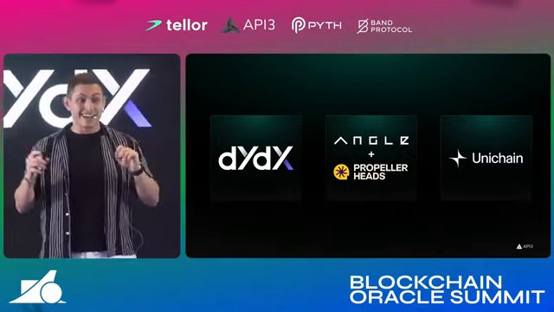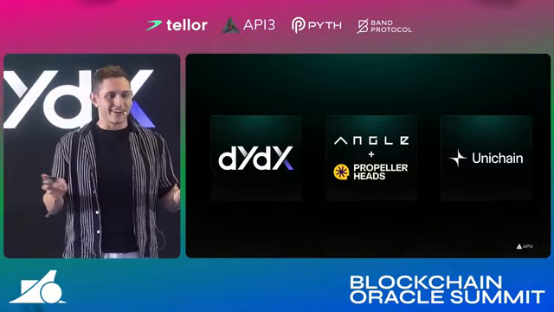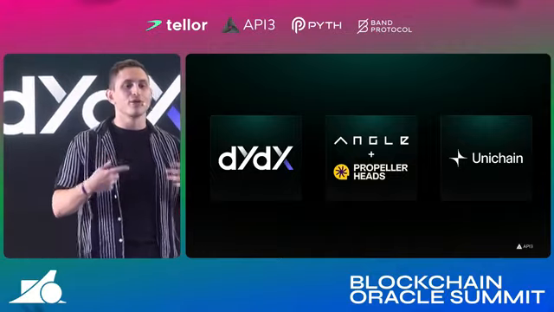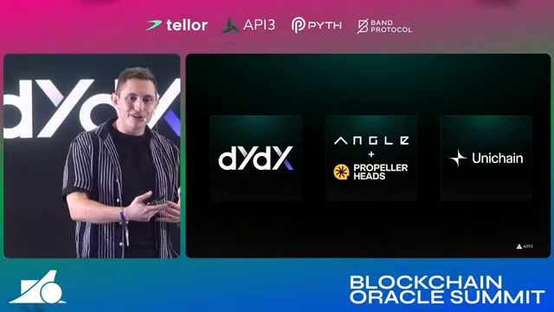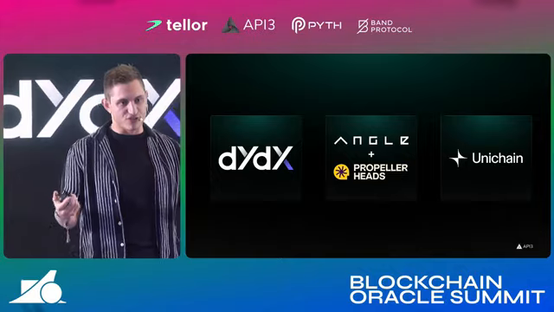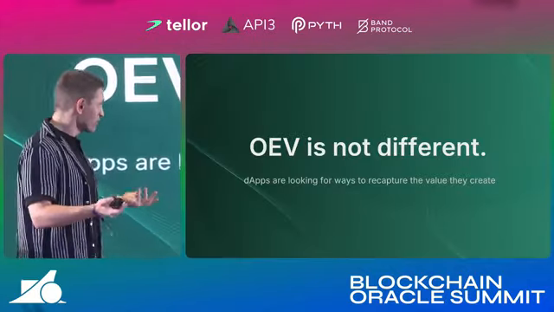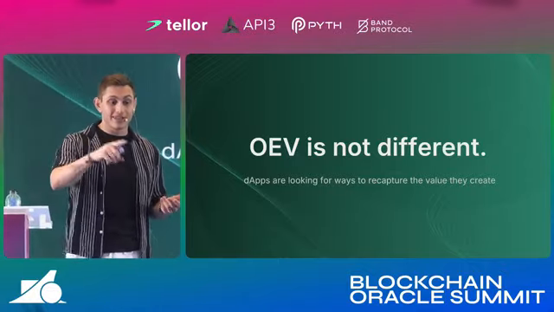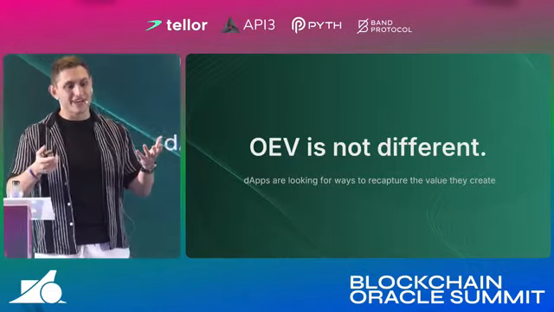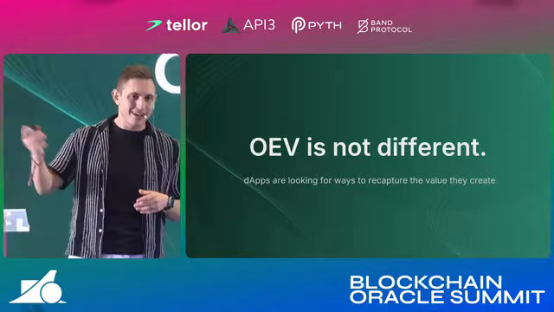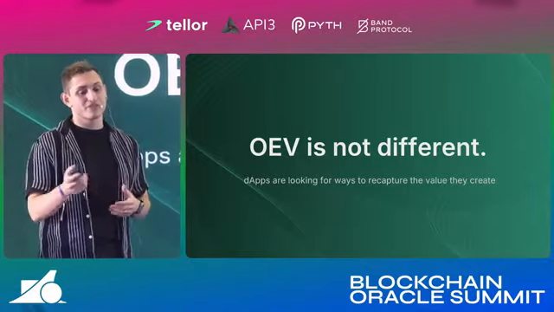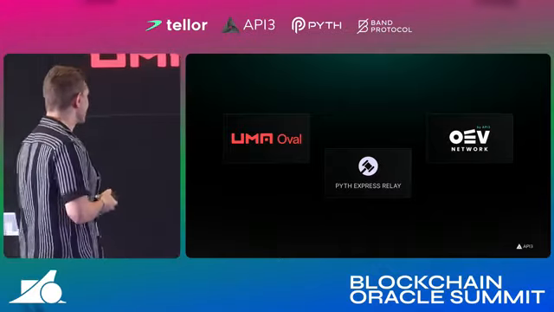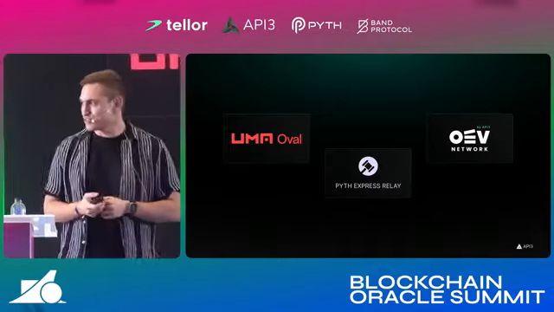So that's how they kind of solved their MEV internalization, and obviously we heard the term Unichain. You see slowly people doing a lot more to keep the value that their applications create. And OEV is not different. dApps are looking for ways to recapture the value that they create surrounding oracle updates. And because of that, you have a lot of people like Yuma, like us, like Pyth, building solutions to recapture that value. So this is what we'll be looking at and presenting.